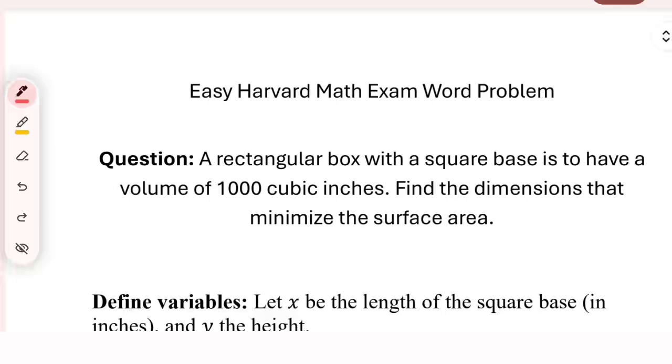Here's an easy Harvard math exam, and it is given as a word problem. So let's read the problem. A rectangular box, so it is a box, rectangular, with a square base, is to have a volume of 1,000 cubic inches. Find the dimensions that minimize the surface area.